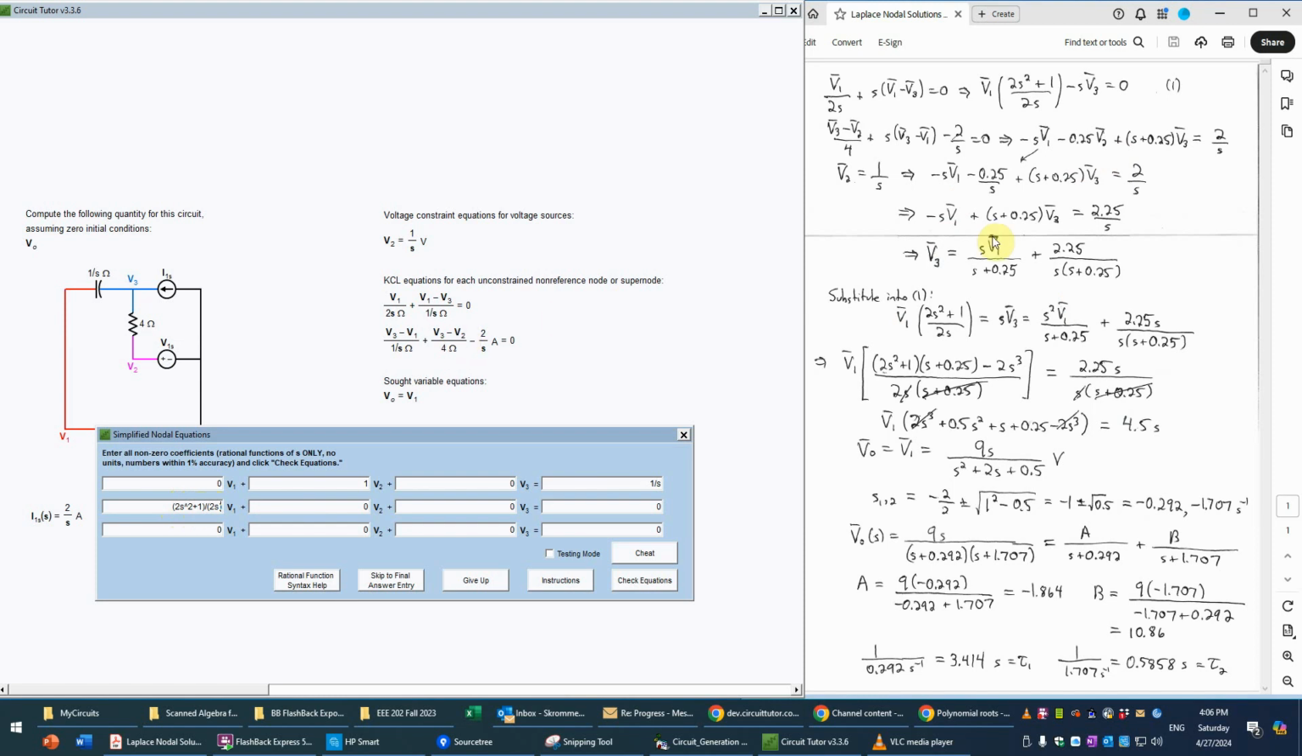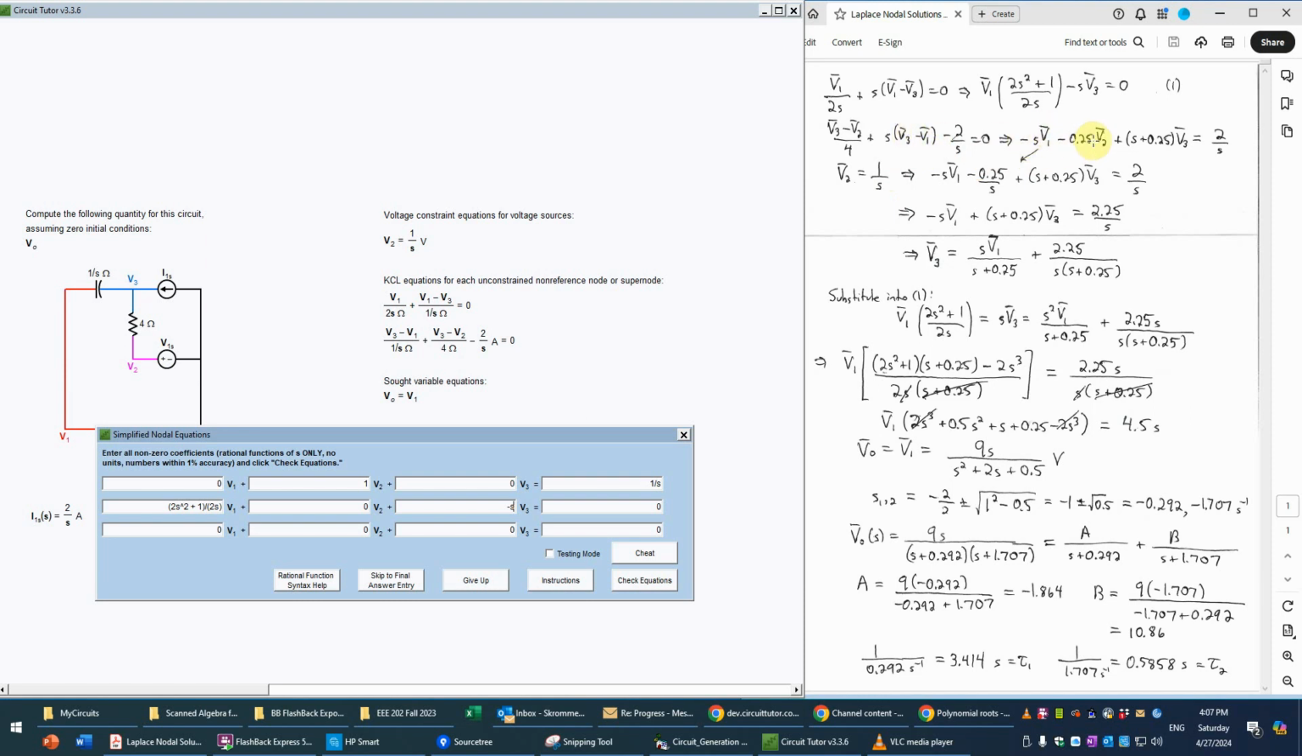Okay, so that's that term, and then the other term is minus SV3, so we just put a minus S there. Very simple, and the right-hand side is 0, so we leave that alone. And then this next equation, we have V3 minus V2 over 4. I just wrote it in a different order here. And then here I'll just bring the S upstairs, so that's S times V3 minus V1 minus the 2 over S equals 0. And now collecting the coefficients of V1, well, that's just going to be negative S here.